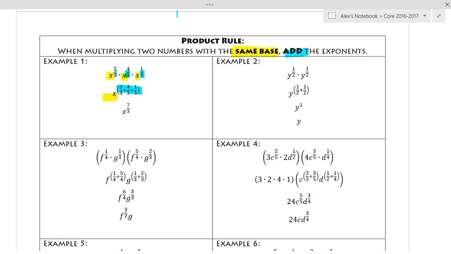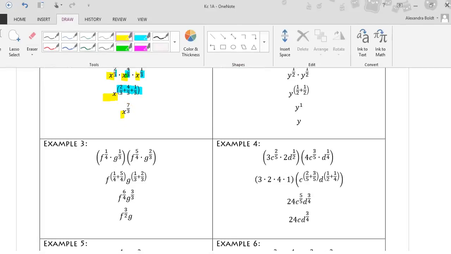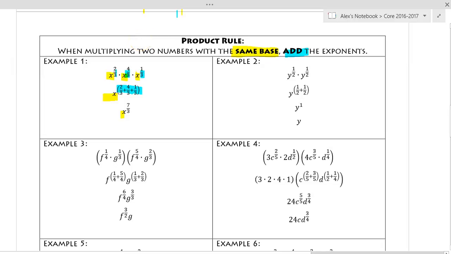If you struggle with adding your exponents, you can use a calculator. You have a calculator on your laptop, so you can use that TI Inspire calculator to add those if you have trouble with adding. So my base is still the same. My base hasn't changed. The only thing that's changed is I added those together. 2/3 plus 4/3 plus 1/3 is 7/3. That's x to the 7/3.